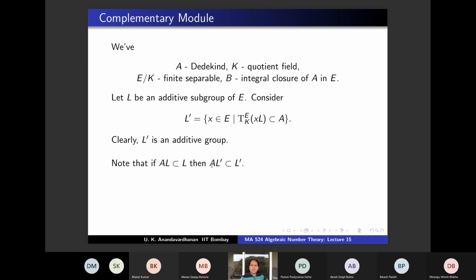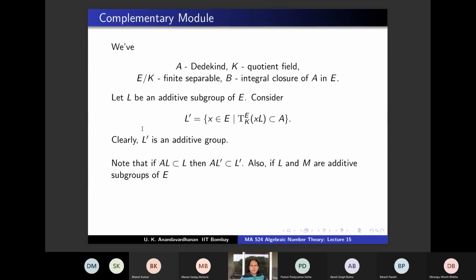If you take an element A in A and X in L prime, then you want to show that AX is also in L prime. So you have to take AX times any element of capital L, so AXL can be written as XAL, and AL is contained in L is your assumption. So XAL, the trace will be in A. So AX is also in L prime, so this is an easy check, straight from the definition. AL prime is contained in L prime.